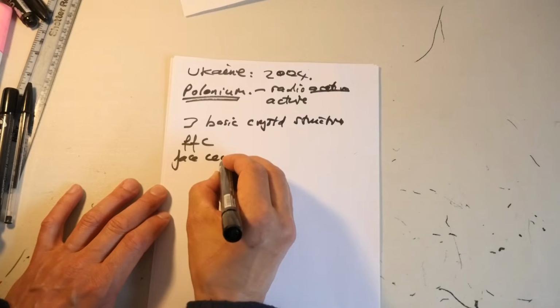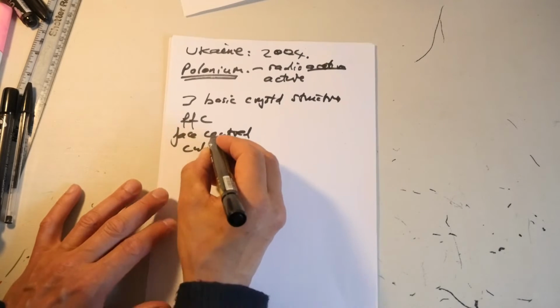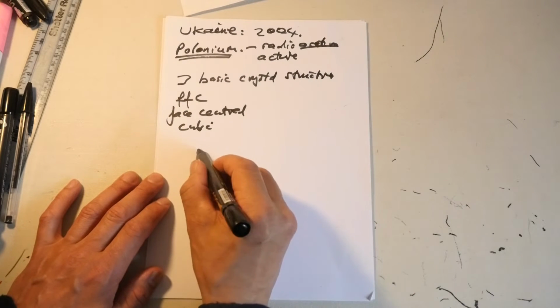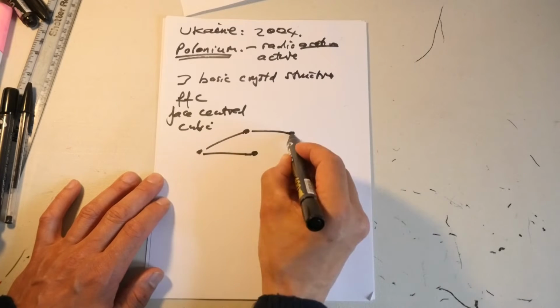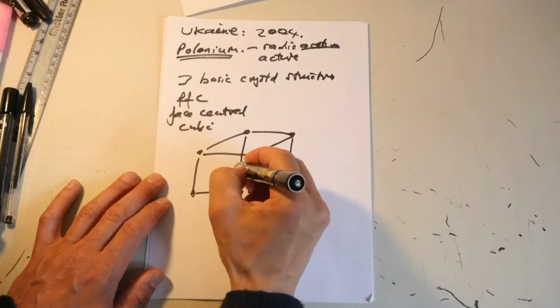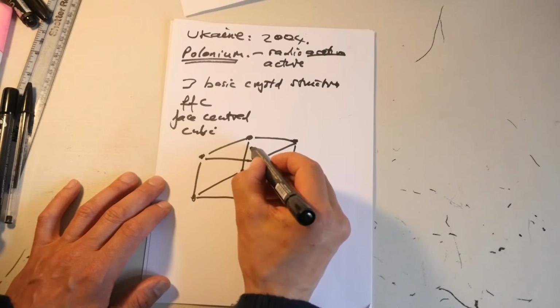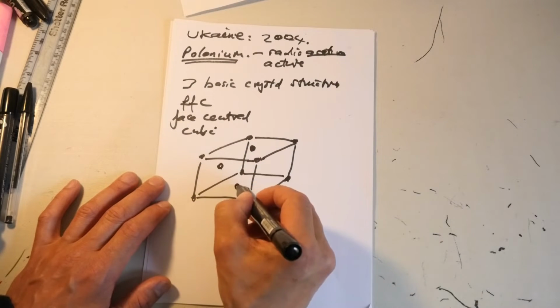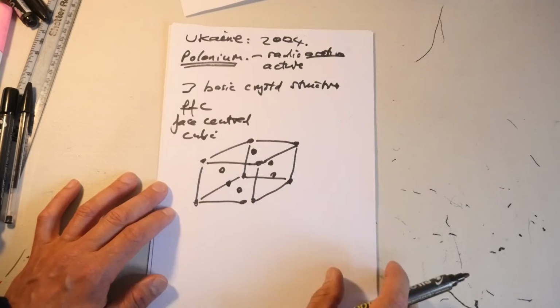Face center cubic, okay? Which is basically a cube like this. Okay, so that's a cube. But in face center cubic, each of the faces also has an atom in the center of it, okay? So that's face center cubic.